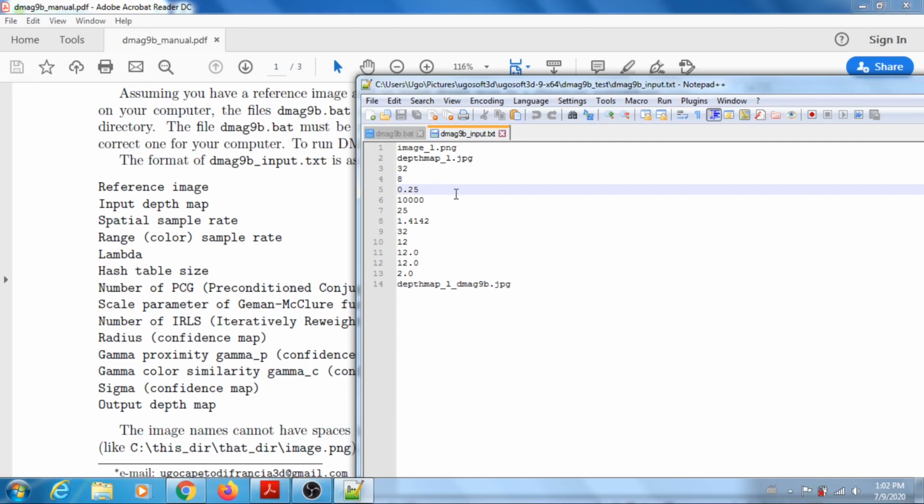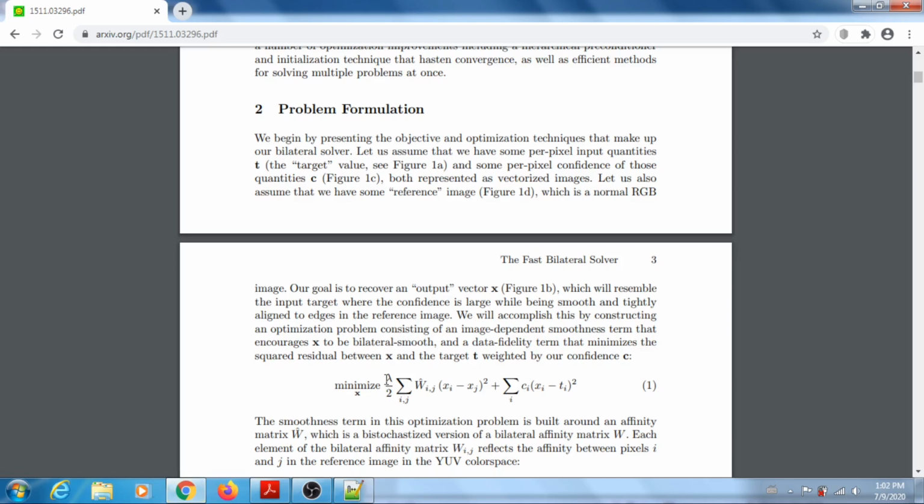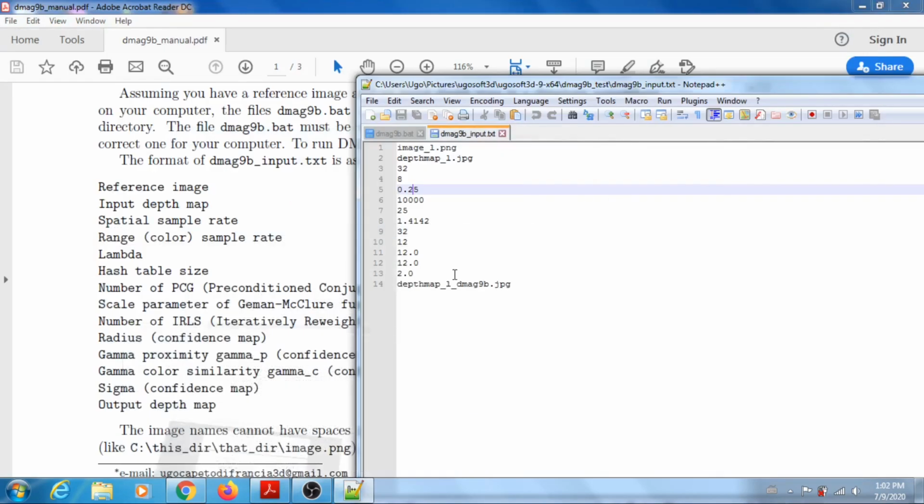The next one is the lambda. The lambda is the one that we saw in the paper, the factor for the smoothing term. If it's 0, there's no smoothing. The higher the lambda, the more smoothing is applied. So again, if you don't want your output depth map to be too different from the input depth map, you should lower that number. So instead of 0.25, you could use 0.025, for instance.